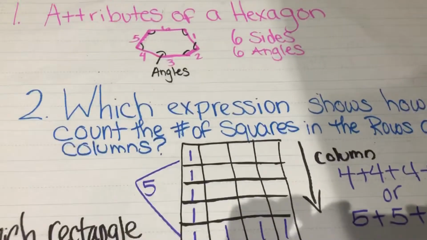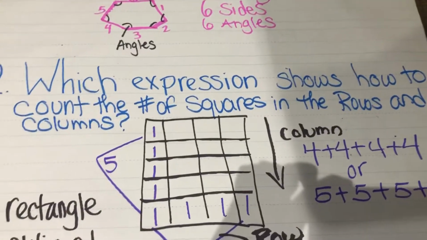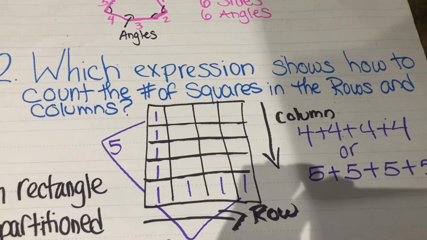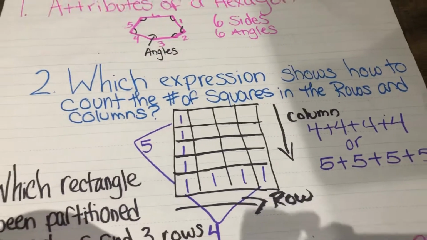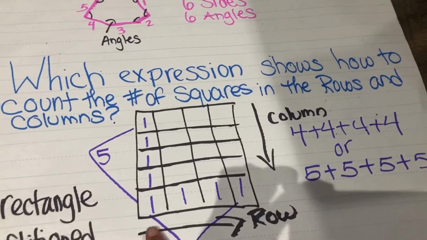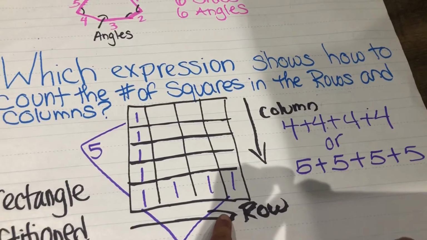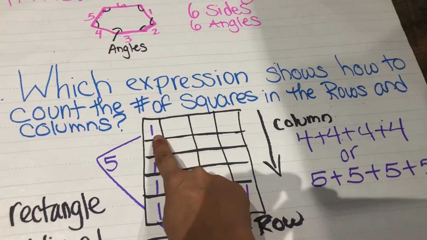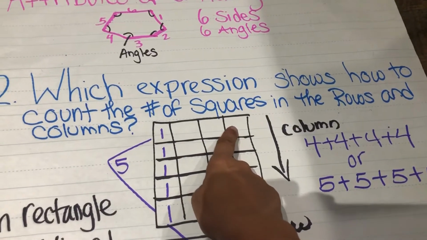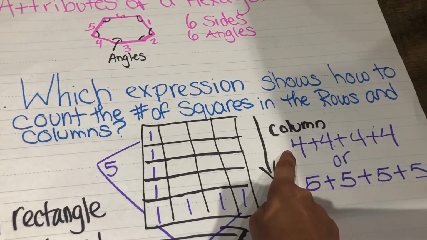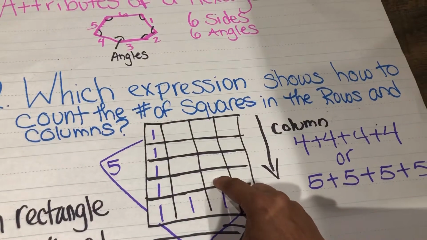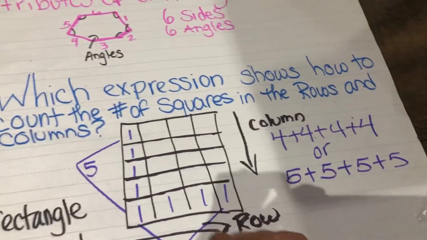Okay, coming back to number 2. Which expression shows how to count the number of squares in the rows and columns? First of all, columns go up and down, rows go side to side. I know that in the row there are 1, 2, 3, 4. So there are 4 in the row, and there are 1, 2, 3, 4, 5 rows. So I'm going to count to 4 5 times.